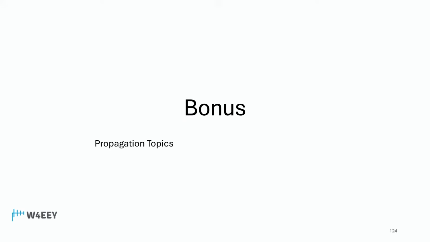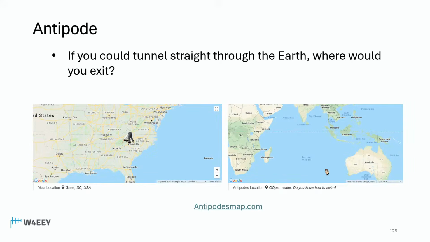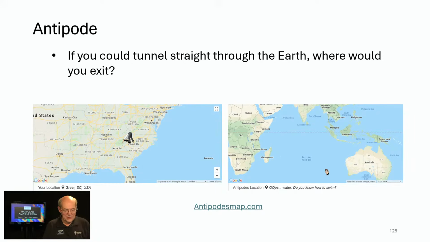Now, I've got just two bonus slides here that you might find interesting. One is the concept of antipode. And here we've got a person, I don't know if you can see him, his butt's kind of up in the air, he's got his head in the ground, and if he goes all the way through the Earth, where's he going to come up on the other side? Well, in this case, it's right next to Australia.